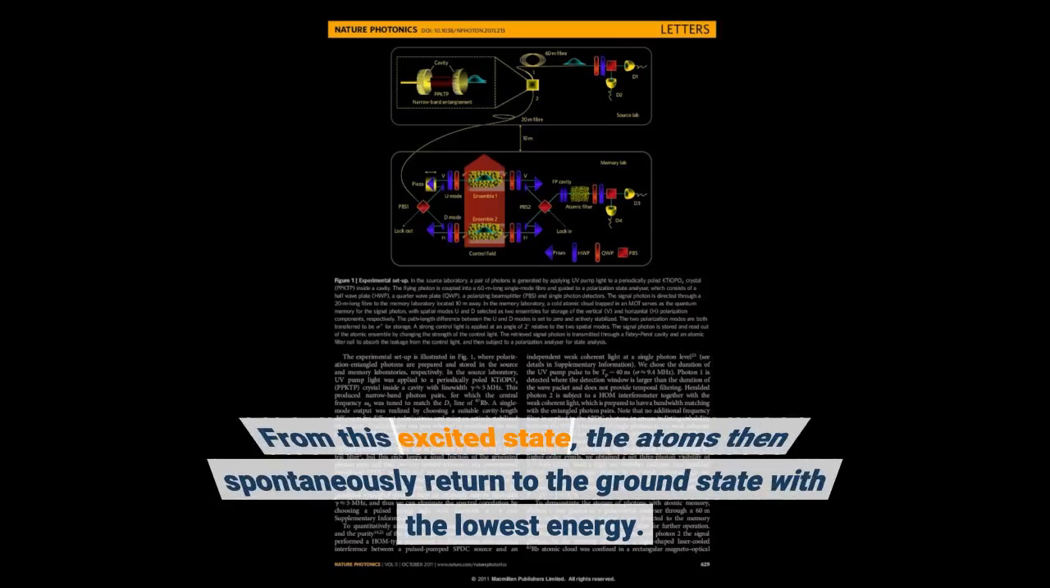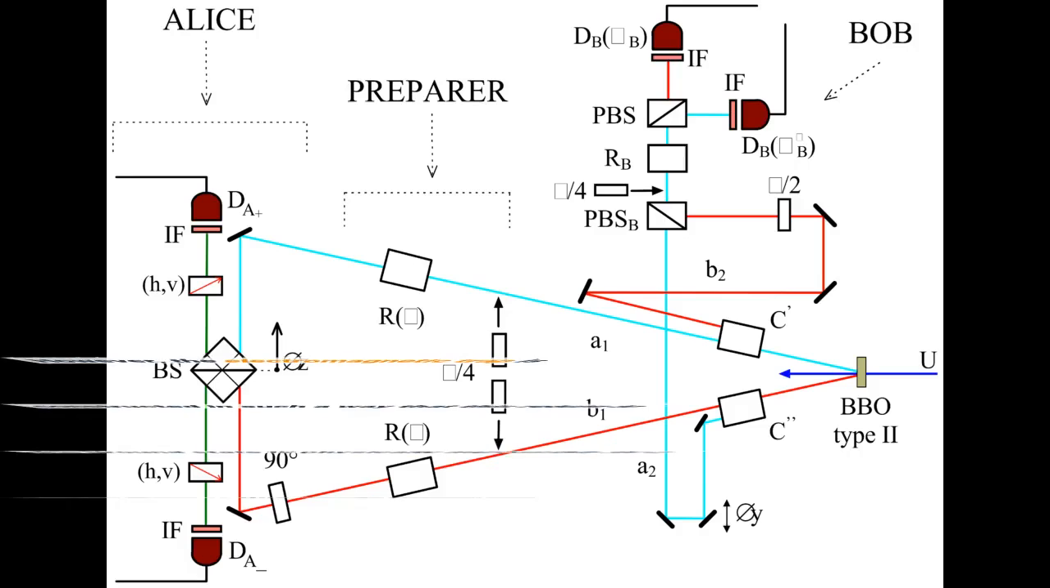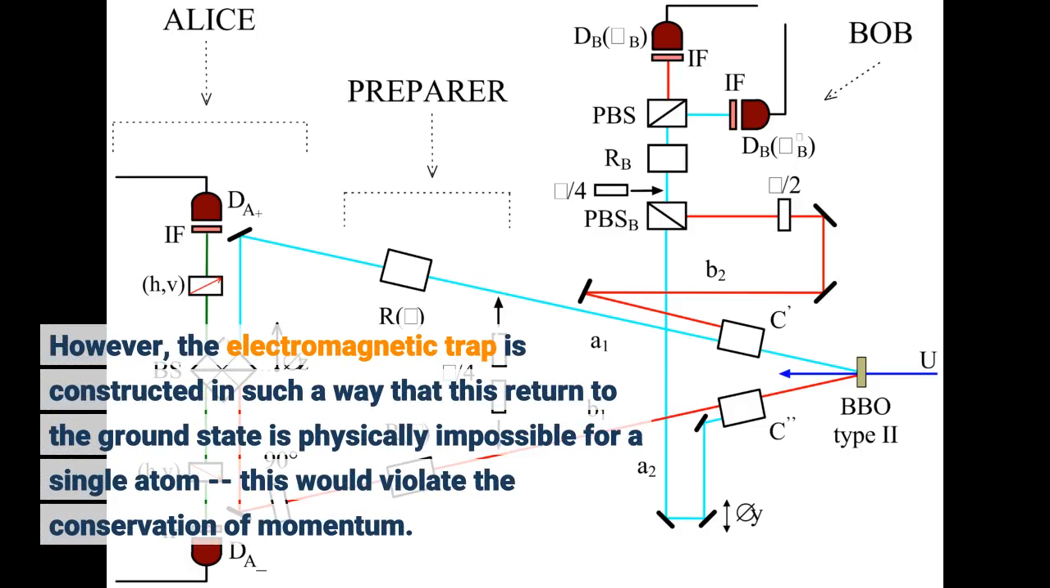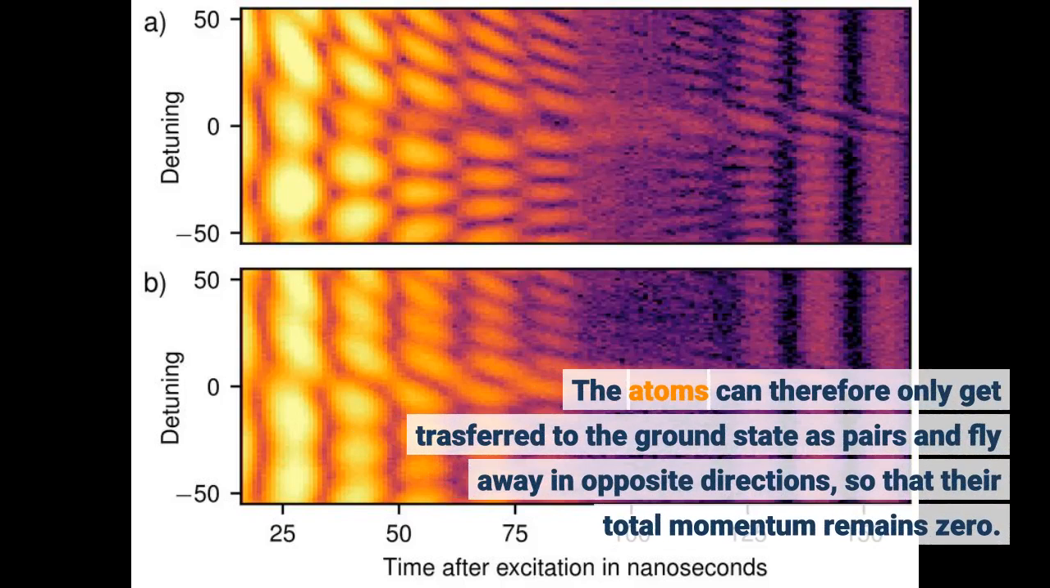From this excited state, the atoms then spontaneously return to the ground state with the lowest energy. However, the electromagnetic trap is constructed in such a way that this return to the ground state is physically impossible for a single atom. This would violate the conservation of momentum. The atoms can therefore only get transferred to the ground state as pairs and fly away in opposite directions, so that their total momentum remains zero.